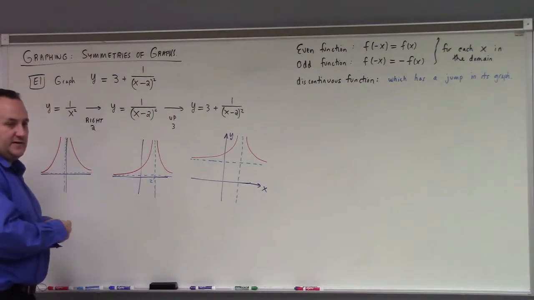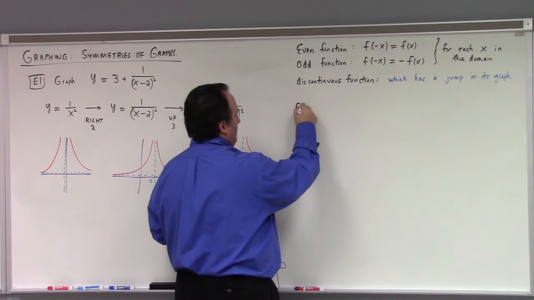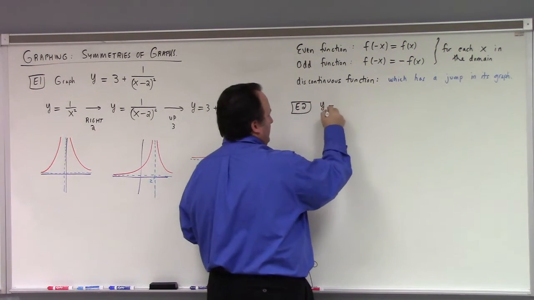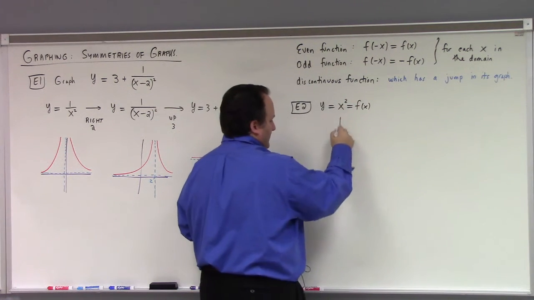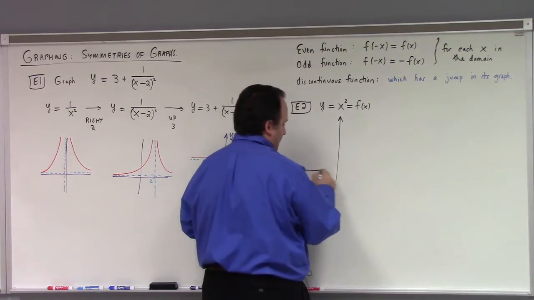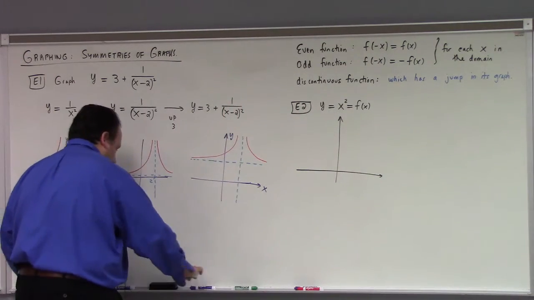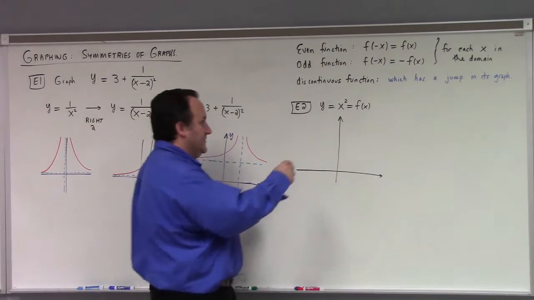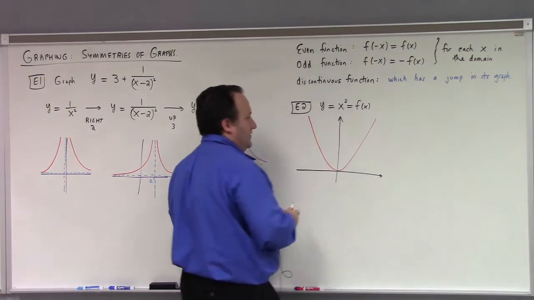Example 2. Let's look at an example. So in example 2, we might have y equals x squared. So x squared is my f of x, right? What does the graph look like there? This is a parabola, right? It's one of our standard examples. We know this. So there you go. There's your graph.